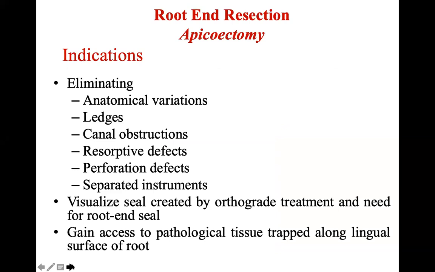the next is the root end resection. This is actually apicectomy. This comes as a short note for you. So it is very important, and when you do the root end resection, you have to write it. Screen. You can't see. Indications for root end apicectomy are eliminating anatomical variations, ledges, canal obstructions, resorptive defects, perforation defects, or separated instruments.